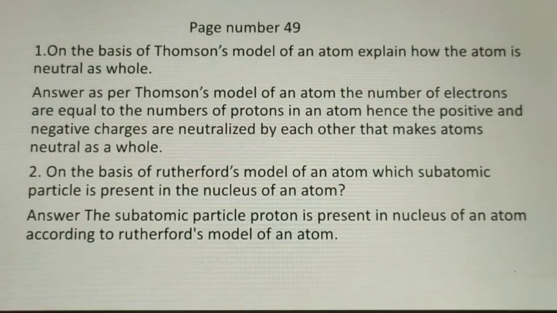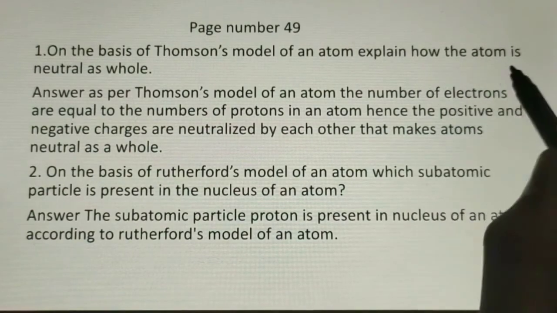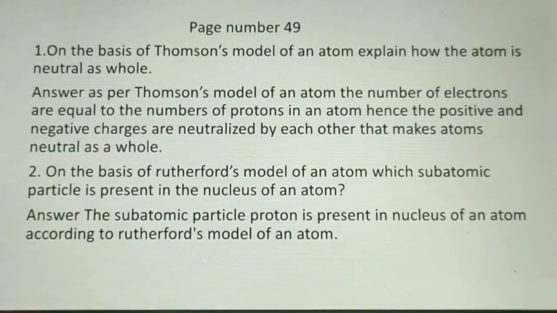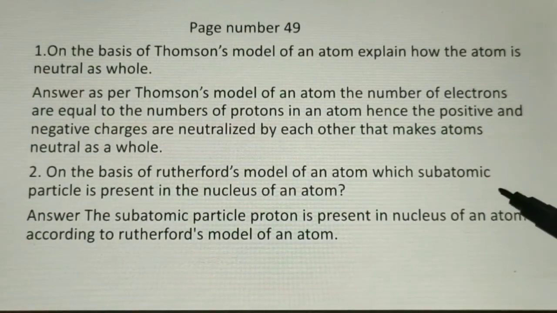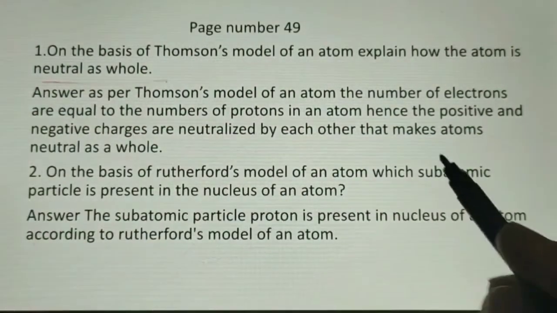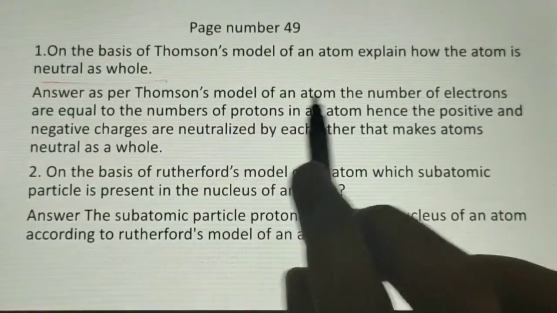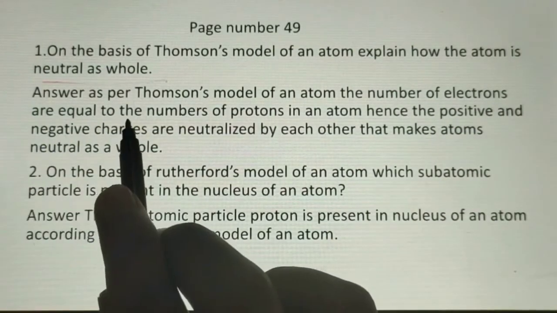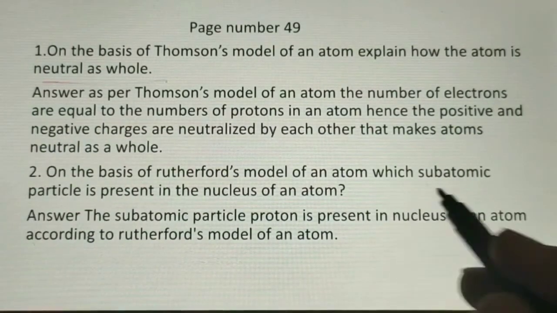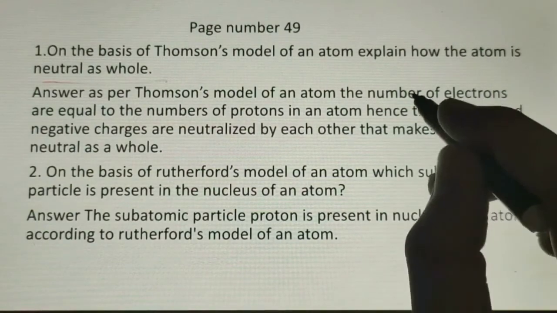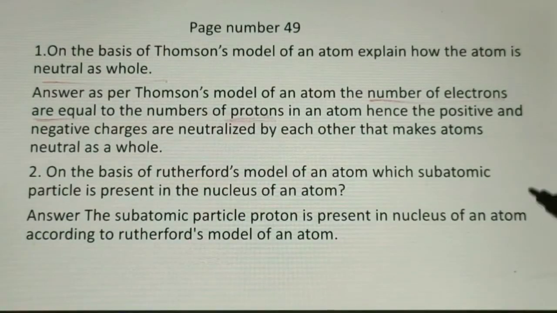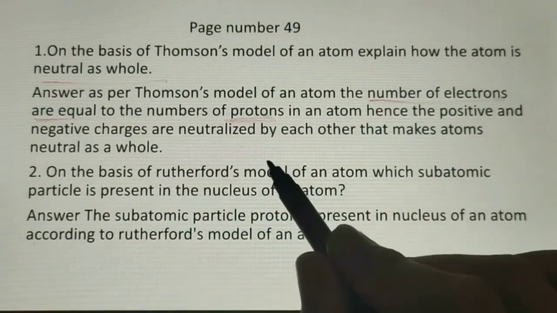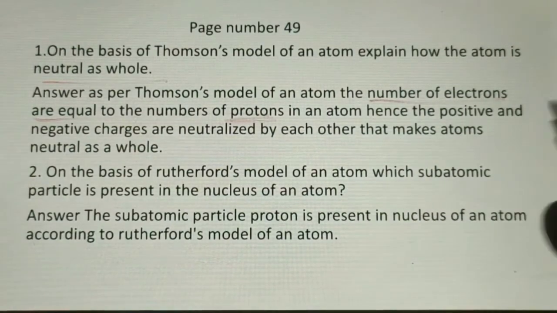Now the question is from page number 49. On the basis of Thomson model of an atom, explain how the atom is neutral as a whole. This is asking how an atom can be neutral as a whole. The answer is, as per Thomson model of an atom, the number of electrons is equal to the number of protons. As we have studied in the lecture, the numbers of electrons and protons are always equal in an atom. Hence, the positive charge and negative charge are neutralized by each other. That makes atoms neutral as a whole.